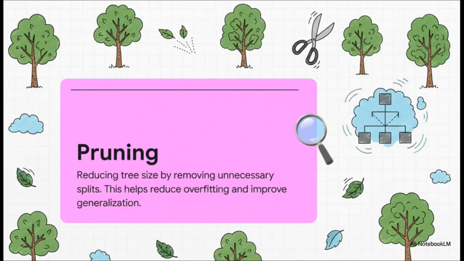And the main fix is a great technique called pruning. And it's exactly what it sounds like. Think of it like trimming a hedge. After the tree grows all big and bushy, we can go back and snip off the lower branches that aren't really adding much value. This makes the tree simpler, more elegant, and way better at making predictions on new data. It's the perfect cure for overfitting.